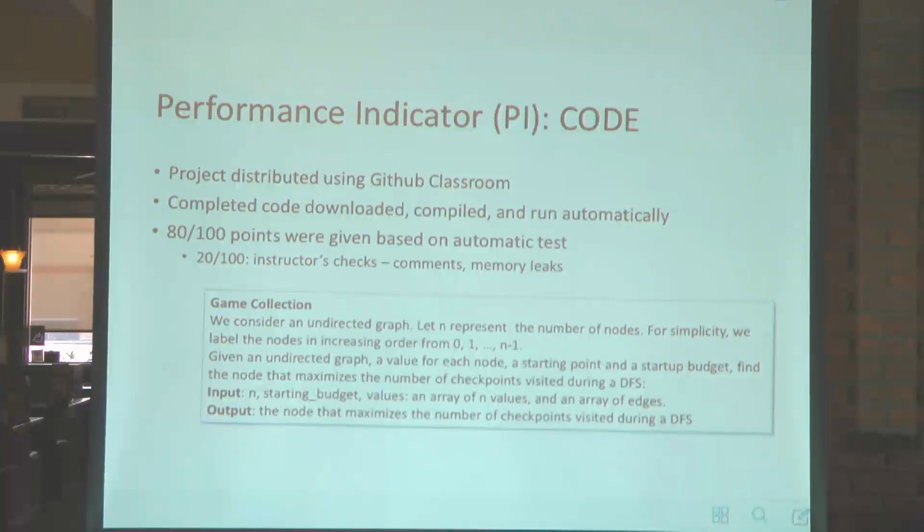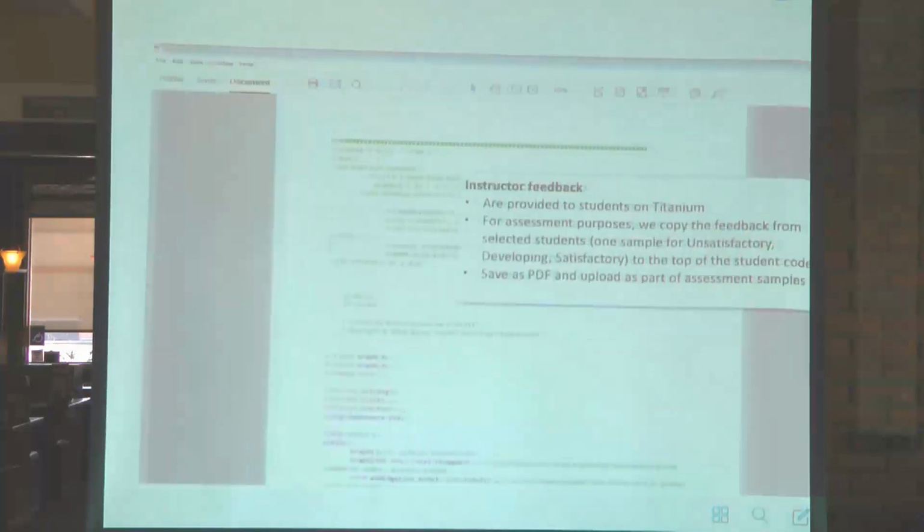So this is a basic description of the project. We distribute the project and collect it using GitHub Classroom. And once the project is done, we download it, we compile and run it automatically, and then 80 of the 100 points are given based on automatic tests, but the remaining 20 points are given with instructors' feedback. So this feedback is particularly important for assessment.